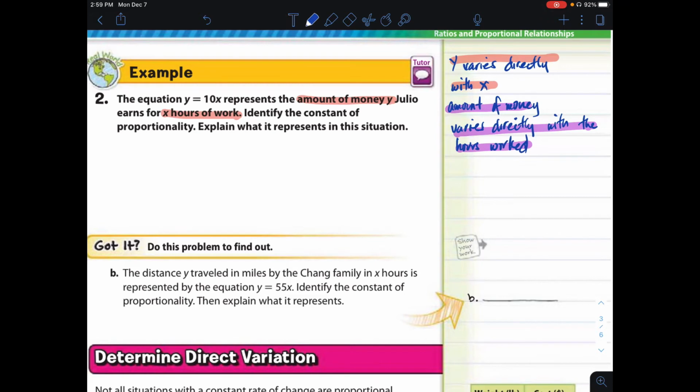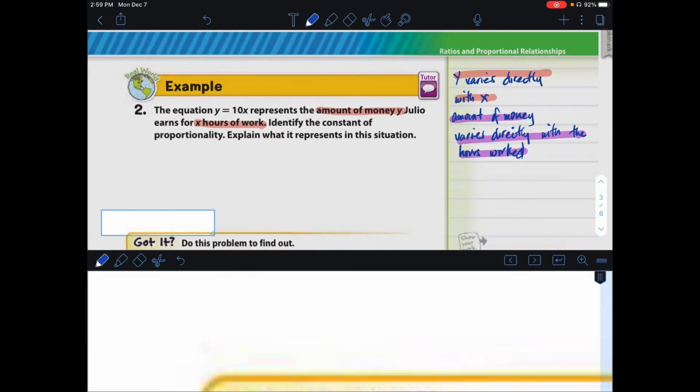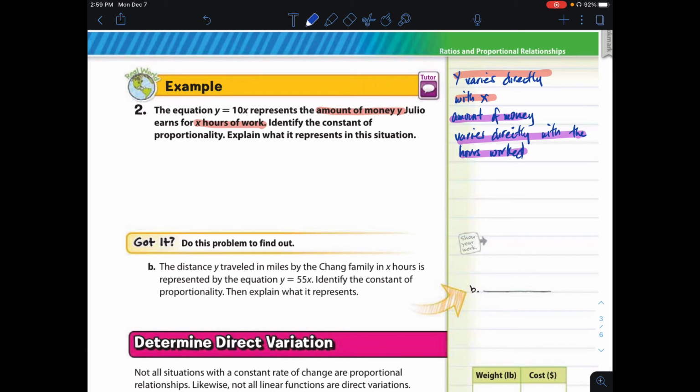So explain what each situation represents. Before we even go there, let's take a look at y equals kx. If I write down y equals kx, this is what it represents, that y varies directly with x, where k is your constant of proportionality. So this is your constant of proportionality. And if you have y equals 10x, this will be your k, 10.